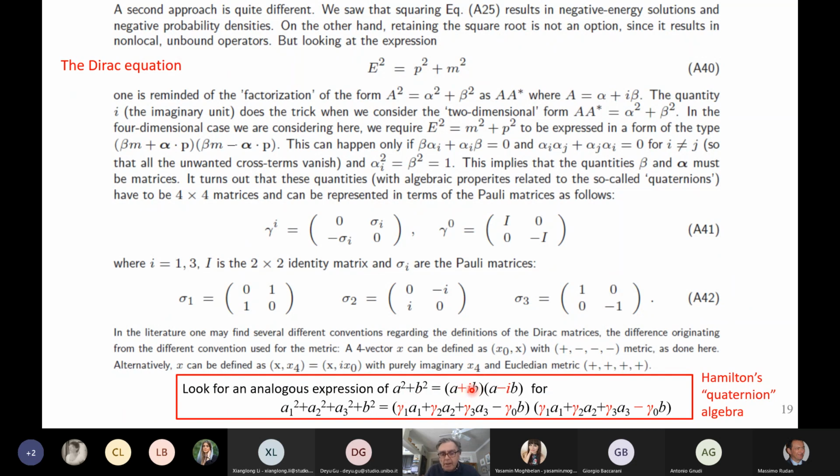I need I, the imaginary unit. And then I can write this expression in terms of a factor of two first-order terms. Dirac wanted to do the same thing for this expression. The complication is that I have 1 plus 3, 4 components. So essentially what I want to do is to factor these three space-like components, which I generally call 1, 2, 3, and a time-like component, which is the mass squared.